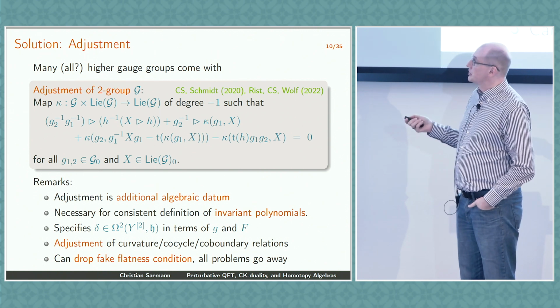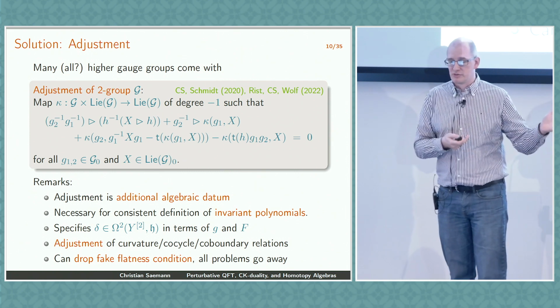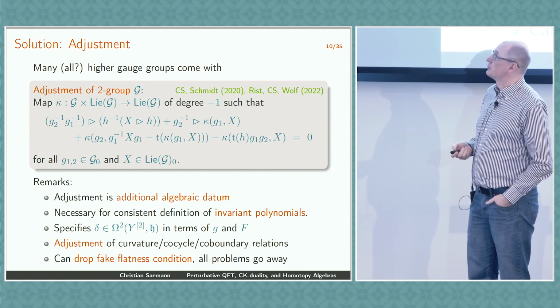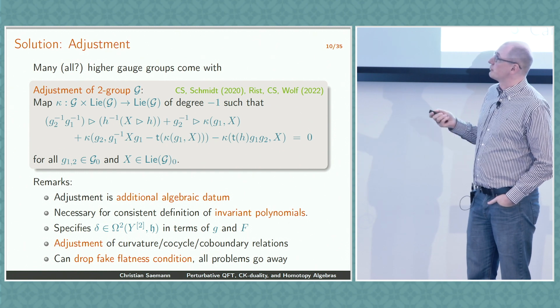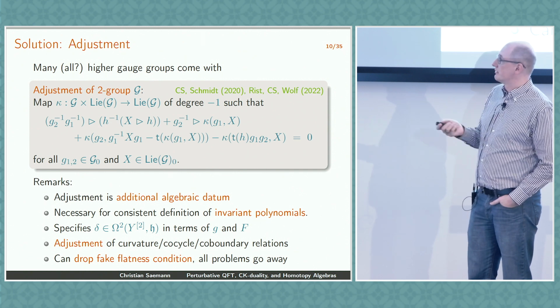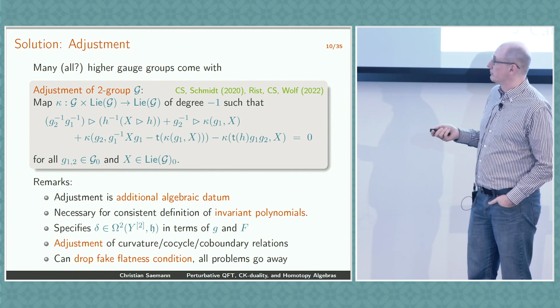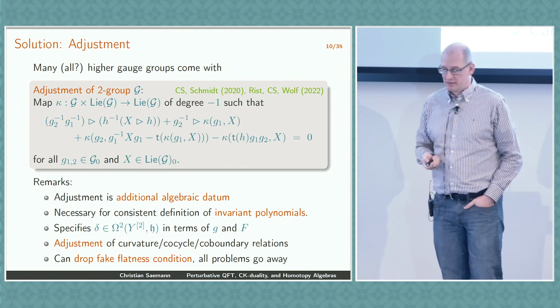So it's an additional algebraic datum. It has nothing to do with the principal 2-bundles. Well, has something to do, of course, but it really comes from the gauge 2-group. It's really a datum on the gauge algebra, the gauge group itself, and necessary for the consistent definition of invariant polynomials. I think this is how it entered also the work of Hisham and Urs. And it then specifies a strange delta that we had before in terms of G and F, in terms of part of the co-cycles of the non-abelian 2-bundle, right?